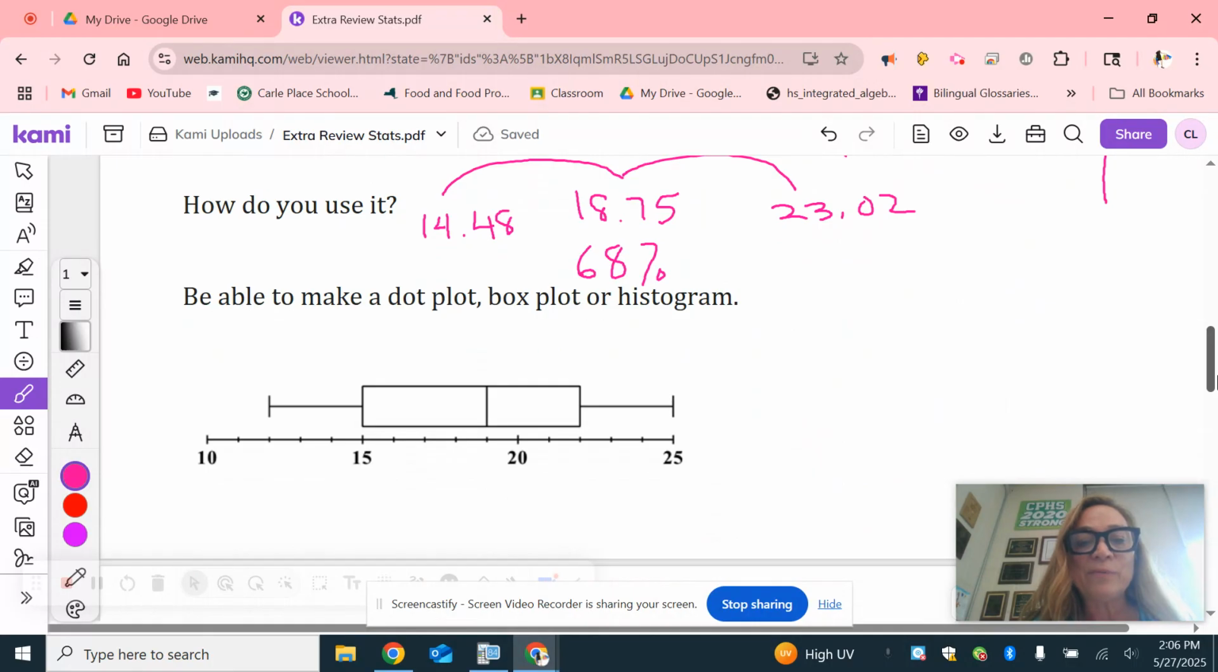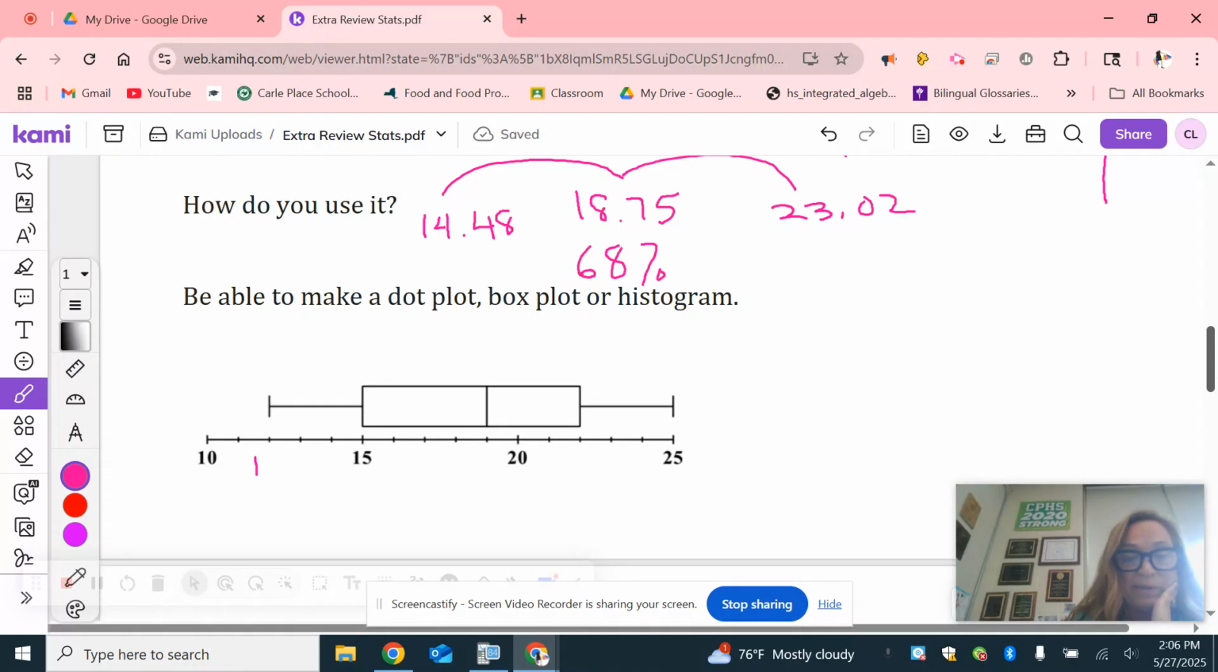Okay. You have to be able to make a dot plot, a box plot, and a histogram. The dot plot, you just make a dot for every data point. The box plot, you're going to want to put it in the calculator and get those 5 numbers. So you want to get the minimum, Q1, Q2, Q3, and the maximum. Okay? You have to be able to read this.